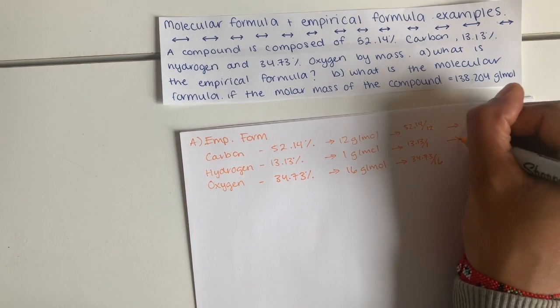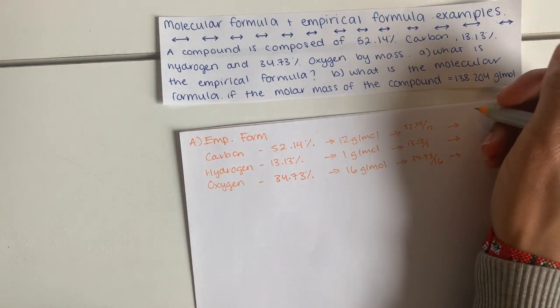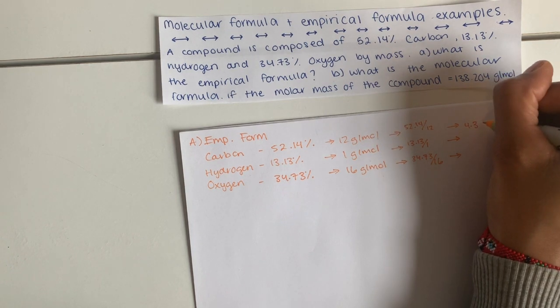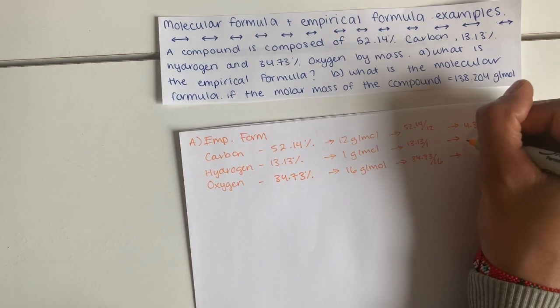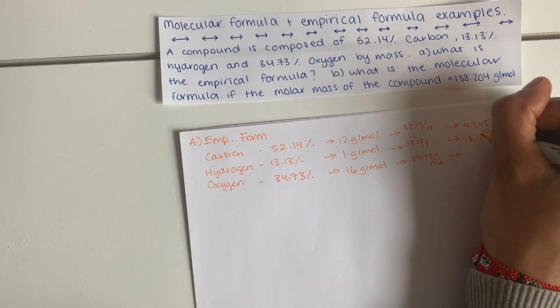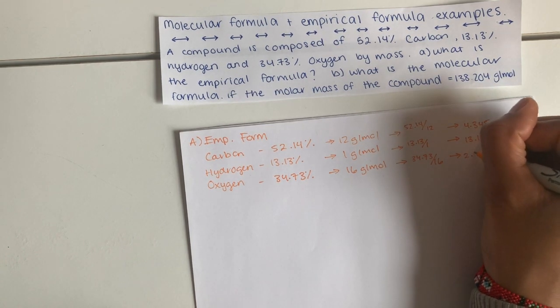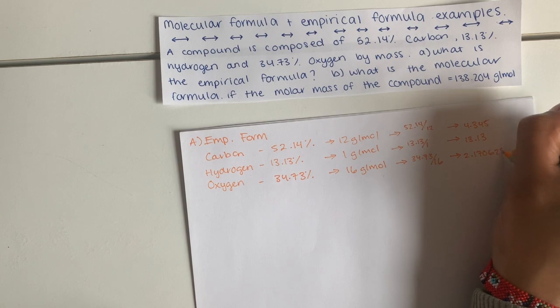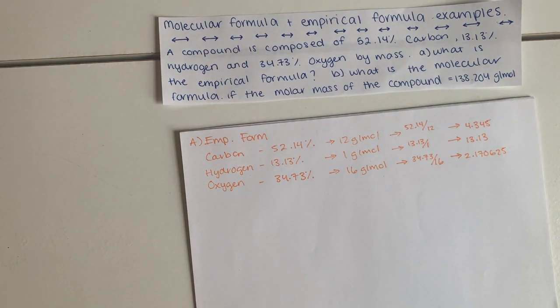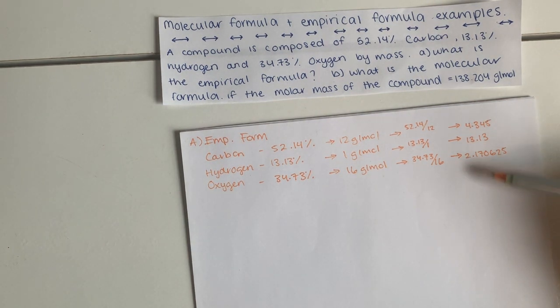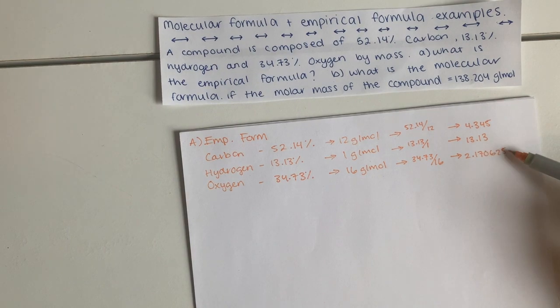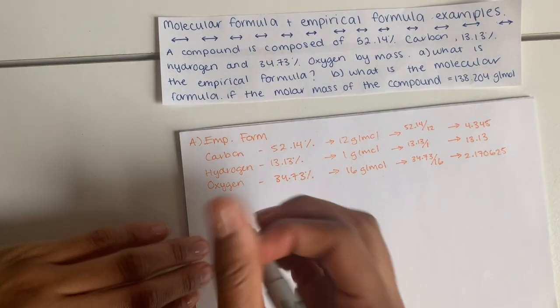When I pop these in my calculator, I get 4.345. This one is obviously just 13.13, and then this one I get 2.170625. Cool. Now our next step is to make these numbers relative to each other by dividing all of them by the lowest number. So this 2.17 is the lowest number. So we're going to divide each of these by the lowest to give us our final ratio.